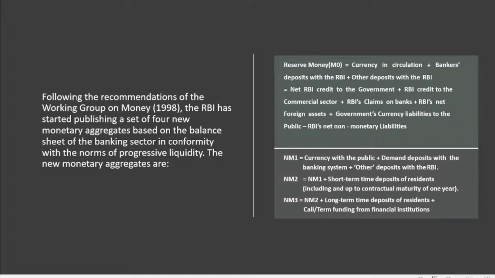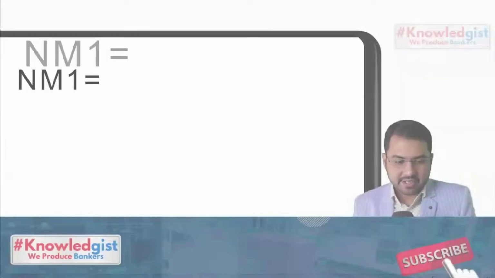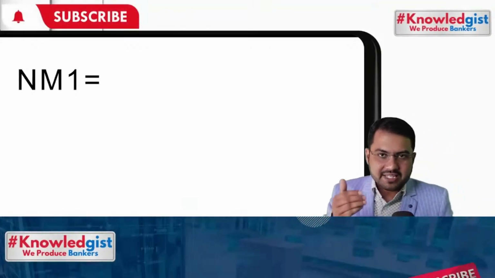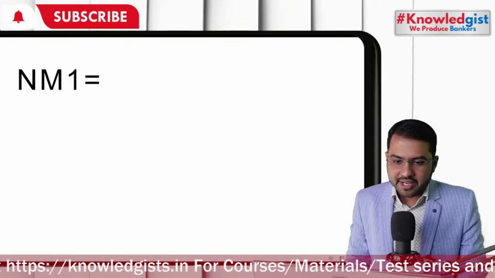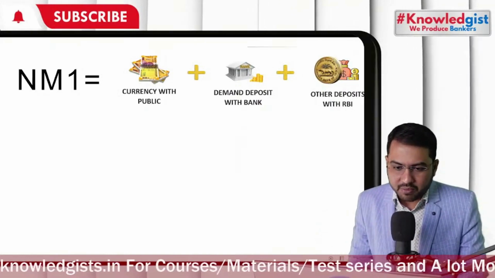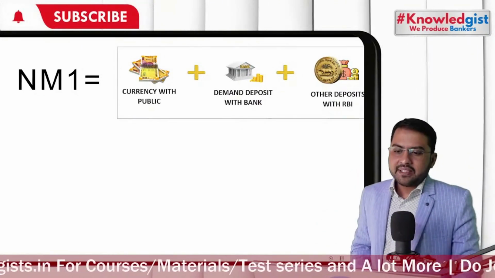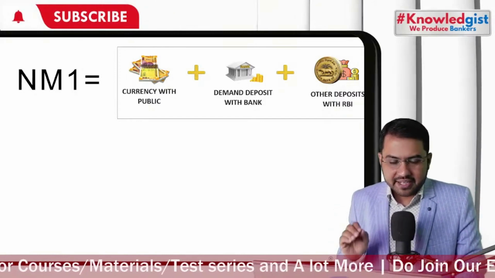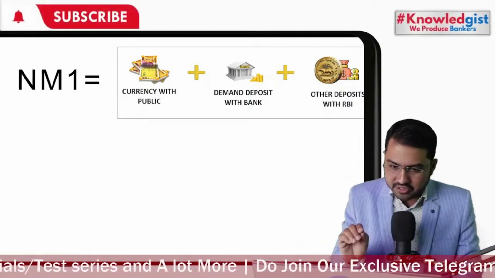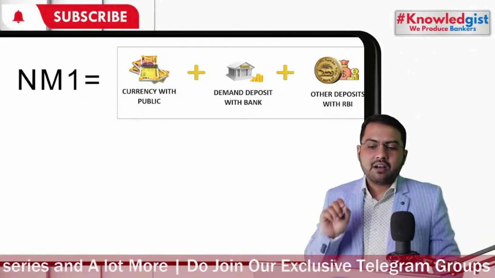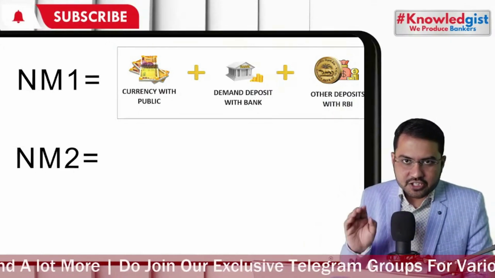And they defined NM1, NM2, NM3 on that basis. NM1 is new money one. NM1 is currency with the public. I will be telling it in the new slide. What is NM1? Let's discuss, because graphics will be easy for you to understand. Maybe the theory part is not that important. Yes, NM1 is currency with the public, demand deposits with banks, and other deposits with RBI. Similar to M1, no change. NM1 is equal to M1: currency with the public, demand deposits with banks, other deposits with RBI. Then let's discuss what NM2 is.